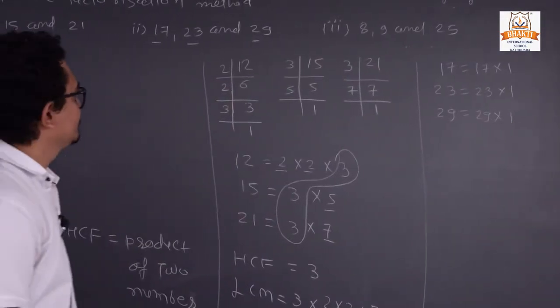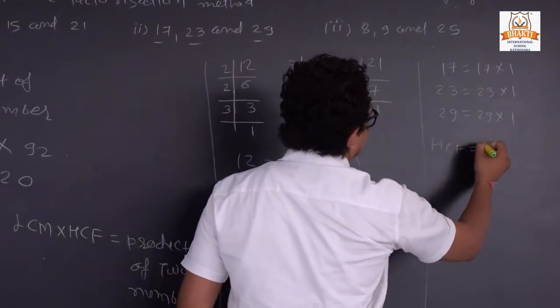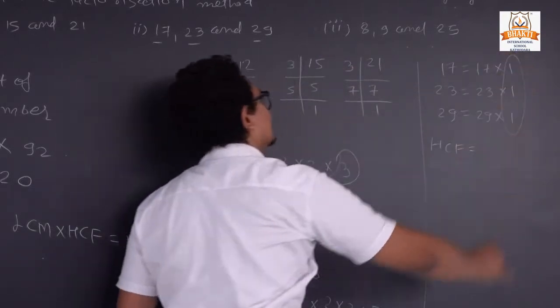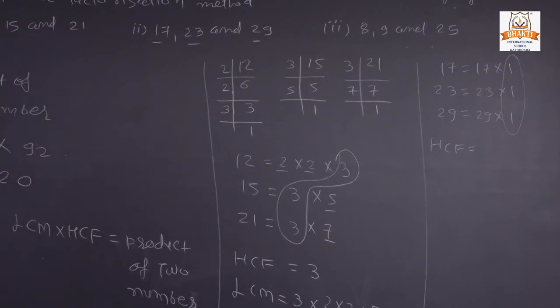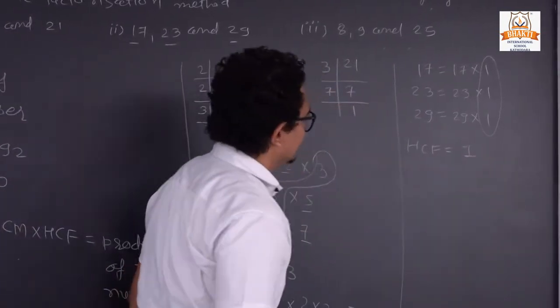So next, first of all HCF. So 1 is the common number out of the 3. So HCF of these will be 1.